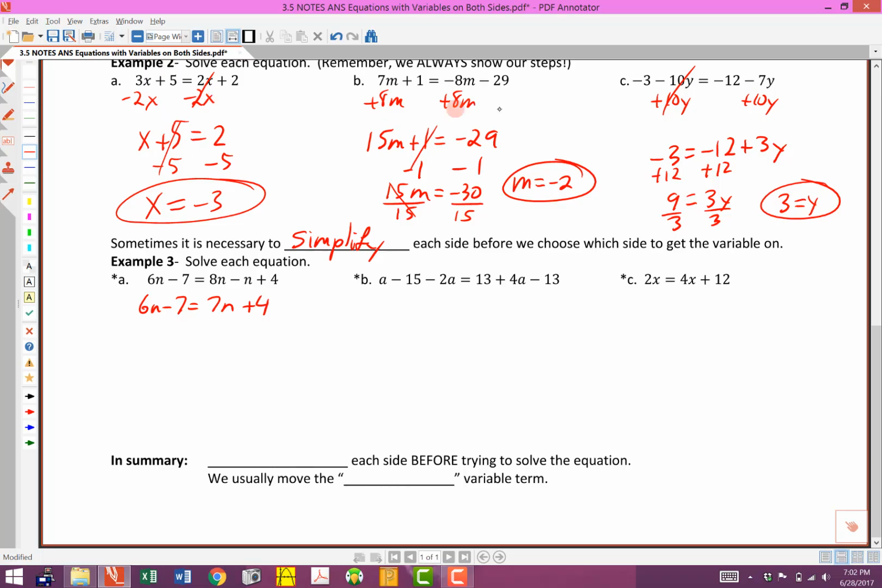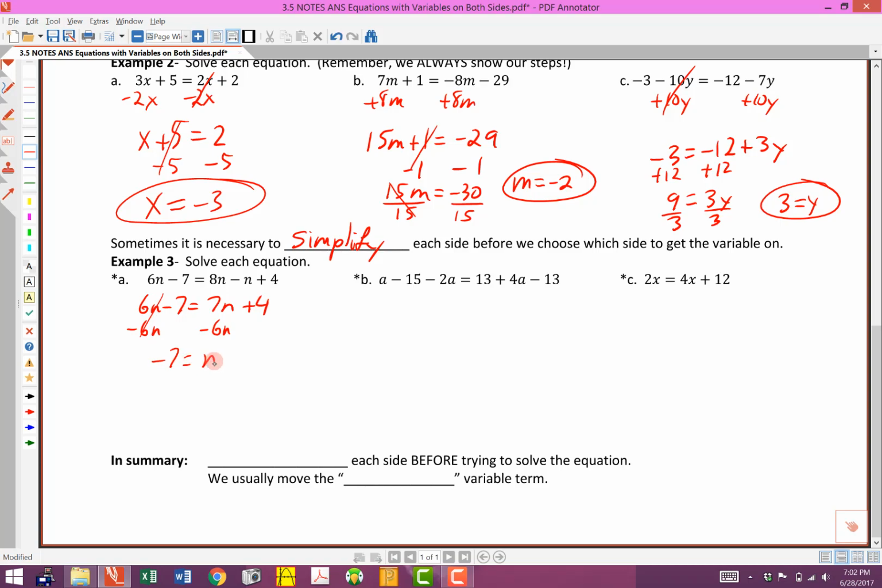Now this kind of fits in the categories we had up above. This is a regular old equation with a variable on each side. All we have to do is choose which one to move. So I am going to move the smallest one, which is the positive 6n. So I'm going to subtract 6n from both sides. Cancel to be 0 here.